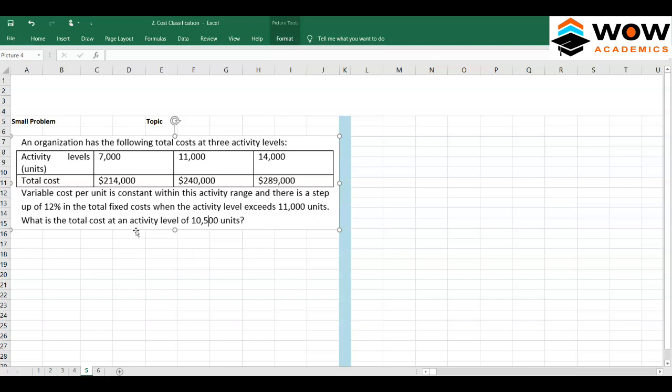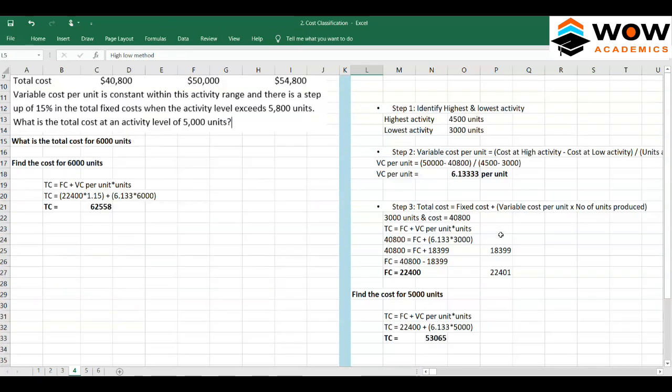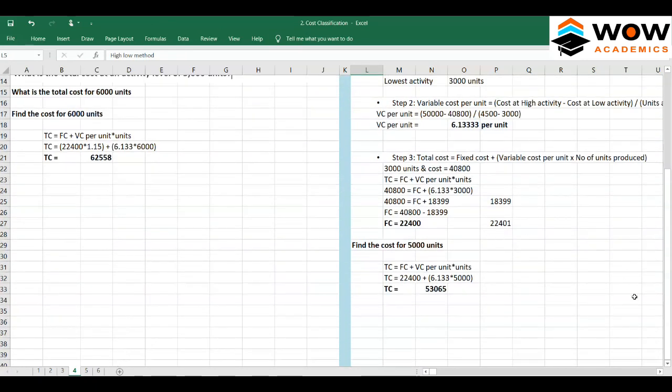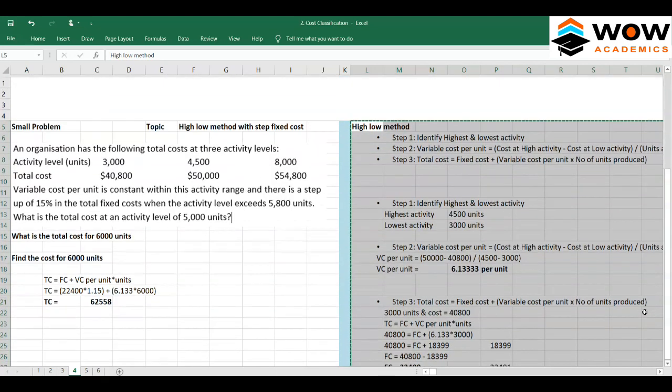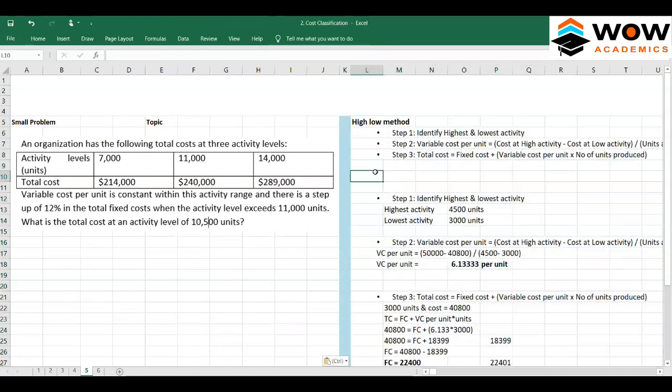Okay, so this is a problem which is similar to how we worked out the last one, but we will once again do it. So we'll start. An organization has the following total cost at 3 levels of activity: 7,000, 11,000, and 14,000 units. This is the total cost, and variable cost per unit is constant within this activity range. Variable cost is the same, and there is a step up of 12% in the total fixed cost when the activity level exceeds 11,000.